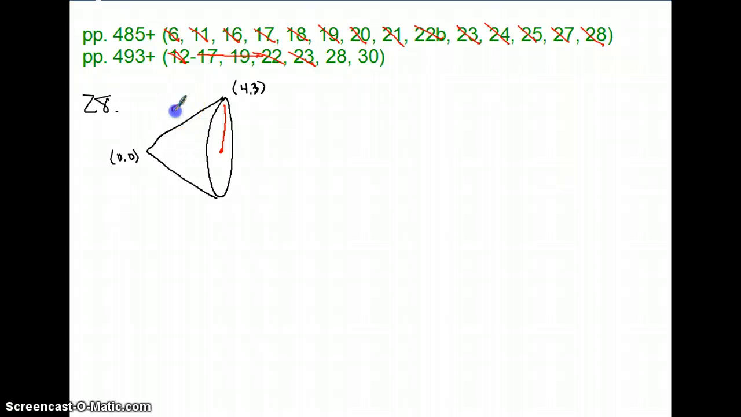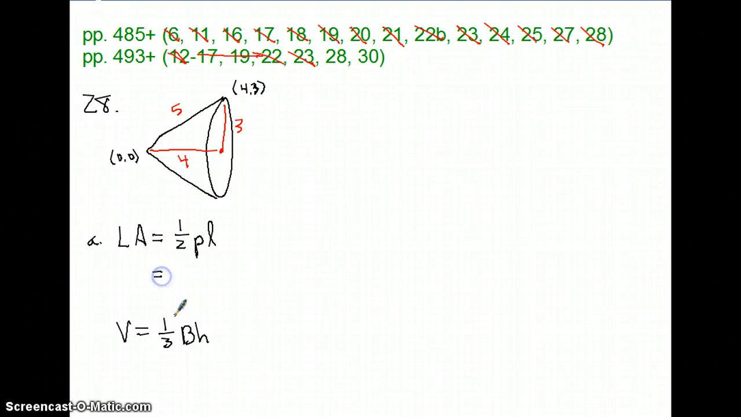This radius would have to be 5 in Pythagorean land. This is 4. This is 3. So actually that tells me the height and the radius. That's kind of cool. And I'm supposed to find lateral area and volume. There's the formulas for those things. Half times P times L. That's 1/2 times the perimeter of the base times the slant height. It's kind of nice how everything's kind of in here.